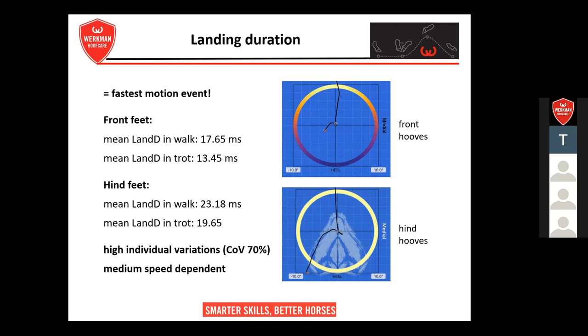But in general, we have a high individual variation. And the landing duration itself as a parameter is just medium speed dependent. So other factors, as explained before, influence the duration of landing more than the speed of the gait.